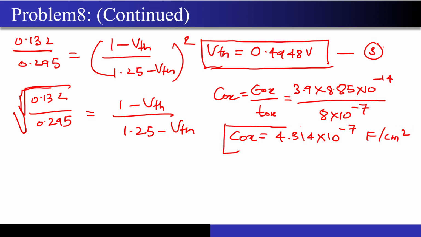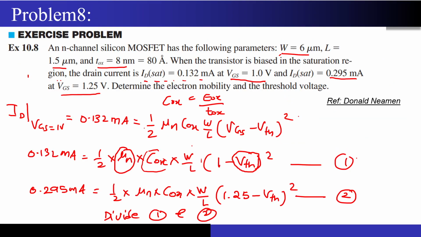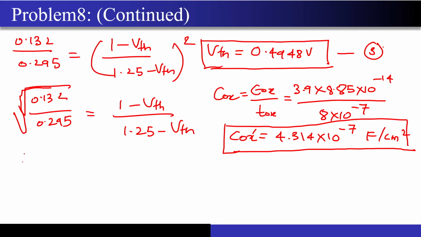So now we know the value of VTH, and we also know the value of Cox. By the way, this is not Cox, this is Cox dash, capacitance per unit area, right? So now we know this value. Now let's put this in equation number 1. Let's substitute it over here. So now put 3 and Cox dash in 1, right?